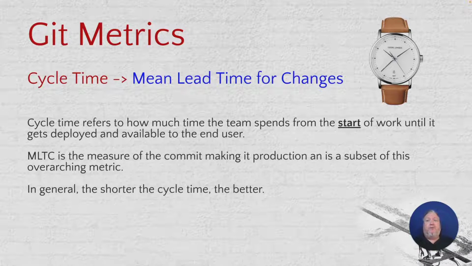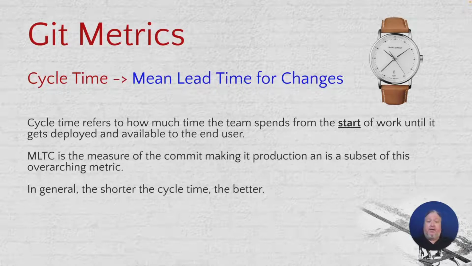The first Git metric I want to talk about is cycle time. This refers to how much time a team spends from the start of their work until it gets deployed. This is the time they pick up that Jira ticket, they sign off on Asana, they go look at an issue in the issue queue and say, yes, I'm going to work on that. And they sign up for it. To the time that code makes it into production and an end user actually experiences the benefit of it. What does that cycle look like? This feeds into our mean lead time for changes.